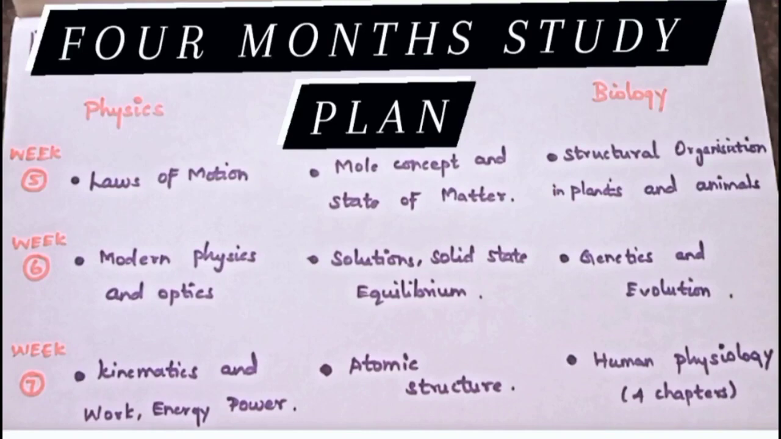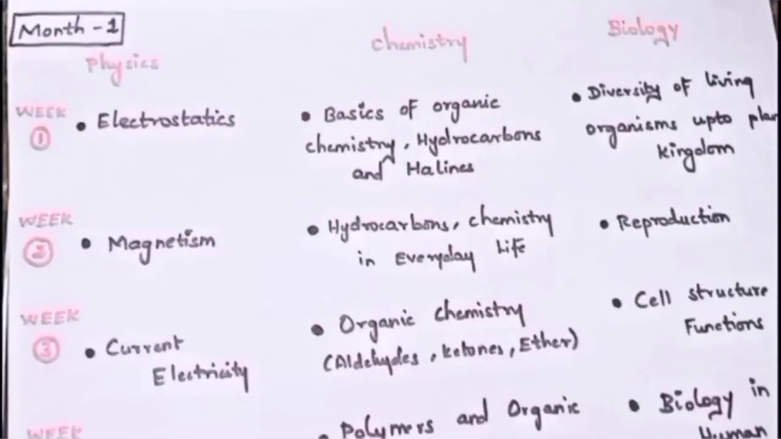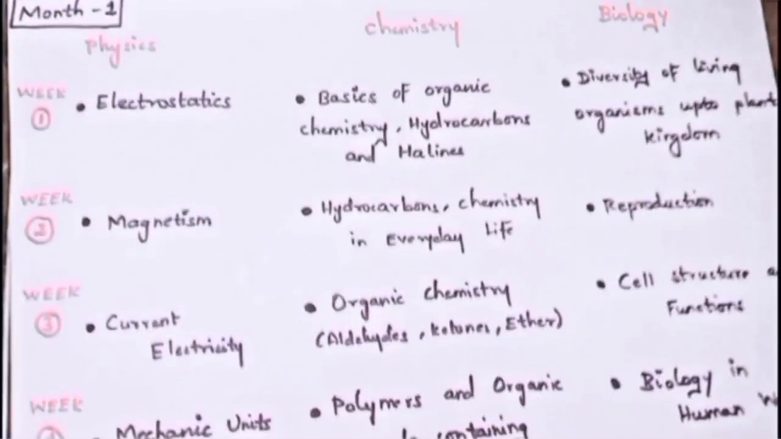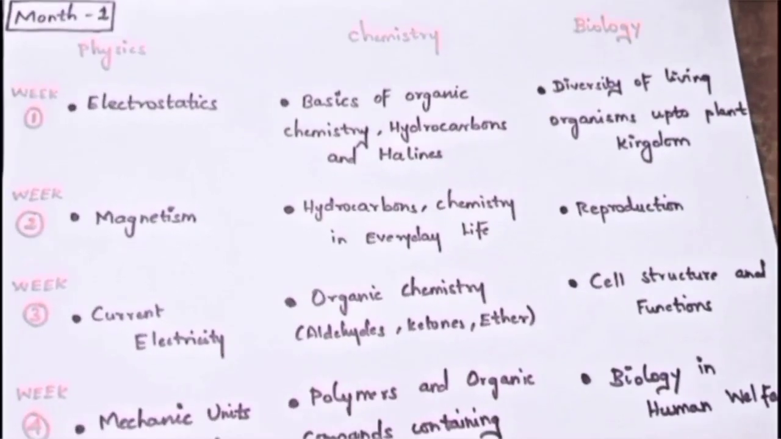4 months of study plan. In month 1, we have to study 12 units. Okay, what are the chapters covered in those 12 units? All 3 subjects: physics, chemistry, biology, across every 4 weeks of the month.